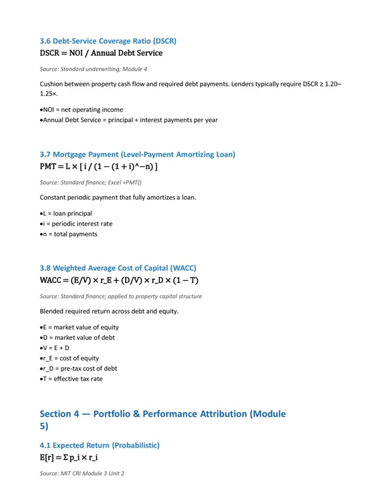Lesson 3.7, the level payment mortgage formula. Lesson 3.8, weighted average cost of capital. WACC equals equity weight times cost of equity plus debt weight times after-tax cost of debt. Then section 4, portfolio and performance attribution. Lesson 4.1, expected return as a probability-weighted sum.